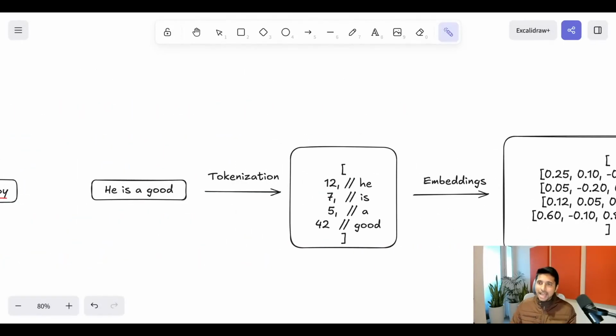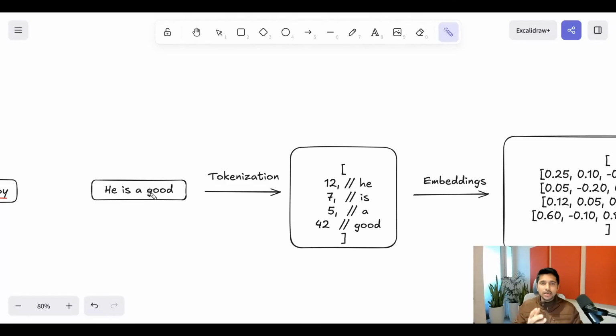Now, effectively, what is happening here? First you give "he is a good". Internally it tokenizes. You can just consider that a machine only understands numbers. A machine cannot understand text format. So you will have a mapper file, for example a hash map, table, or dictionary. In that you have stored 12 means he, 7 means is, 5 means a, and 42 means good, right? And that is called tokenization in some way.